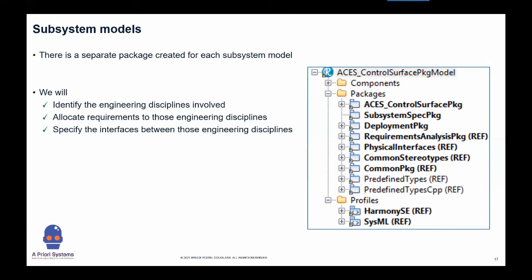Then there are references off to the requirements analysis package, so we can trace to our specific requirements. That comes from the systems model, so we're just referencing the systems model there. Physical interfaces are referenced in the shared model, along with the common stereotypes and the common types package. These are all in the shared model.